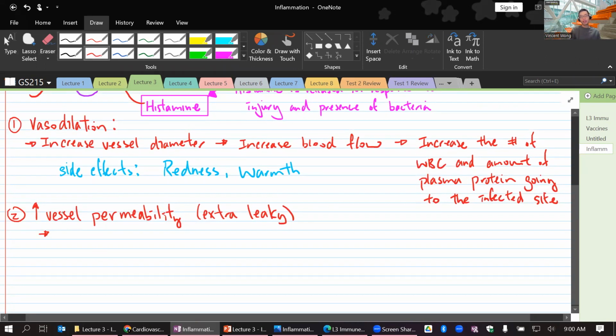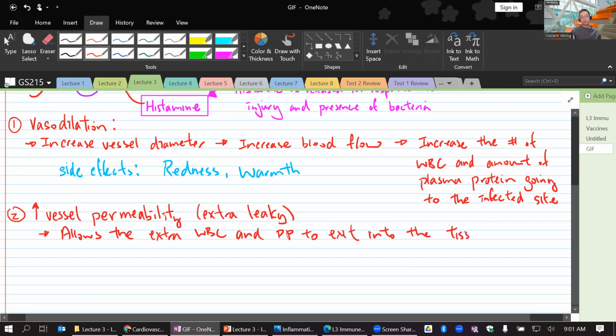Right, so no point bringing all the white cells and the plasma proteins if they cannot exit to the tissue, because the bacteria is in the tissue, right? With the regular leakiness before the increase in permeability, it might not be enough for the extra white cells and the plasma protein to exit. It could create a backlog, like a traffic jam. But if you increase the vessel permeability, it allows the extra WBC and plasma protein to exit into the tissue easily.